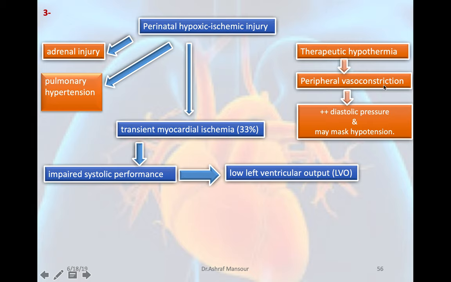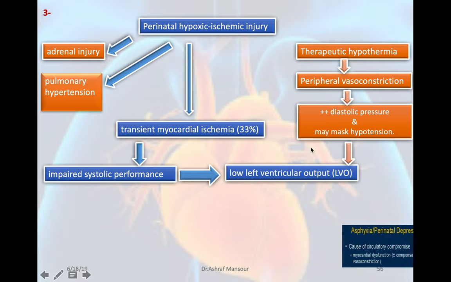So you'll find the baby has normal blood pressure, normal mean blood pressure, while he has low left ventricular output with systemic effects. So in asphyxia and perinatal depression, the cause of circulatory compromise is myocardial dysfunction. So if you want to treat using dopamine, dobutamine, whatever inotrope or vasopressor effect, in a case of perinatal hypoxia, you have to consider that you are treating transient myocardial ischemia.